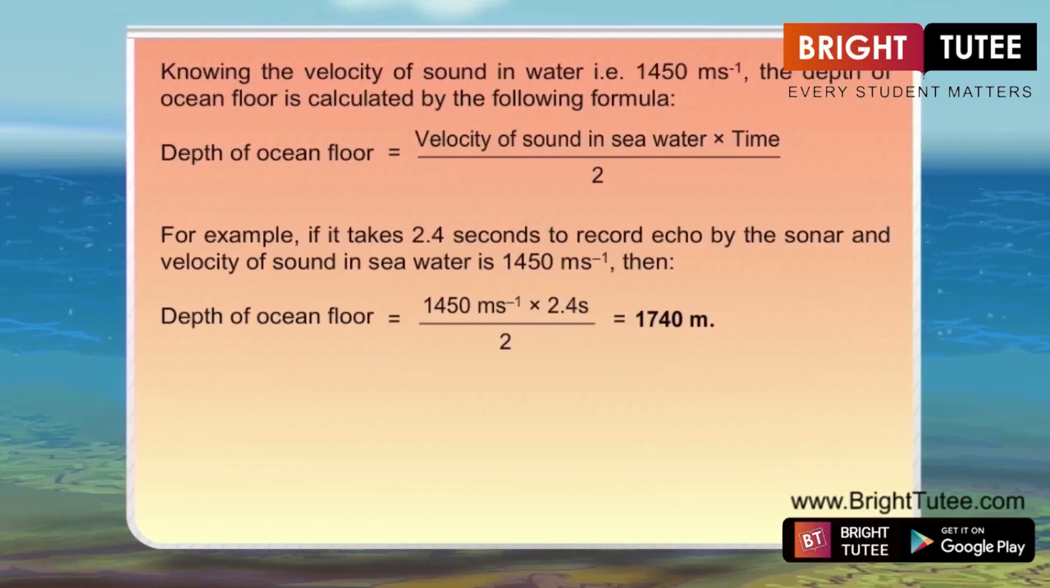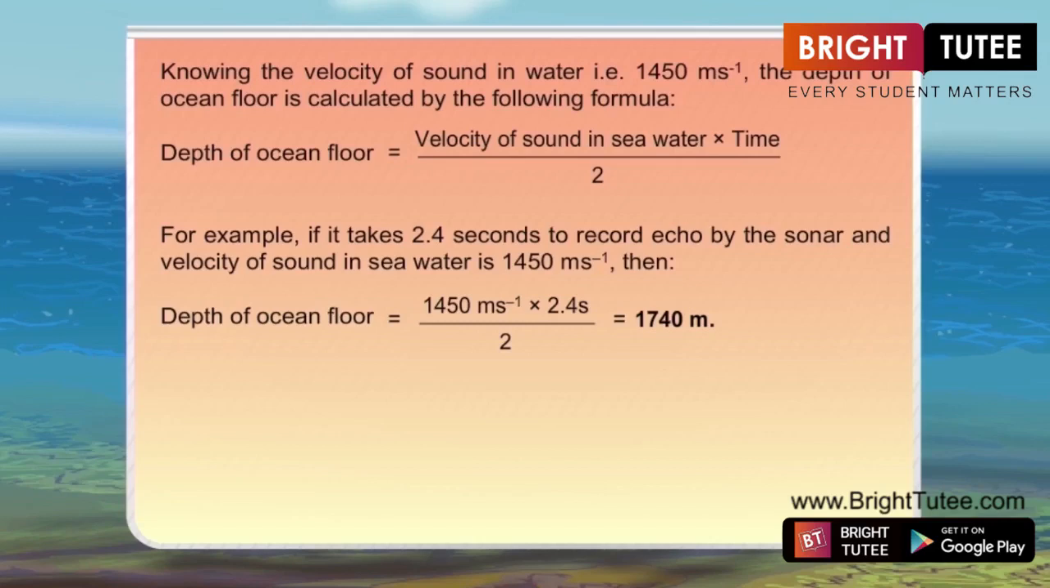Now, the depth of the ocean floor is calculated by the formula: velocity of sound in sea water multiplied by time divided by 2. Now, why have we divided it by 2? Because the distance travelled is both ways and we want to find the one way distance, right.